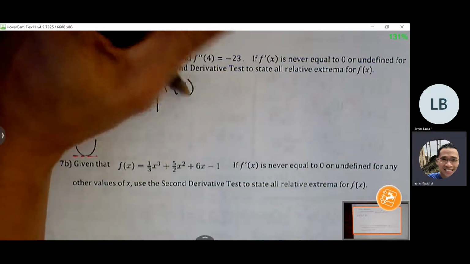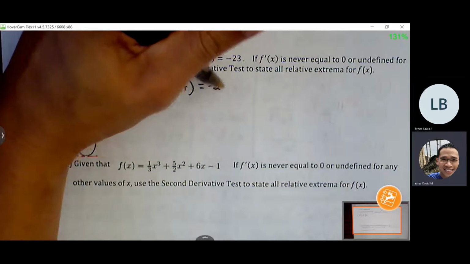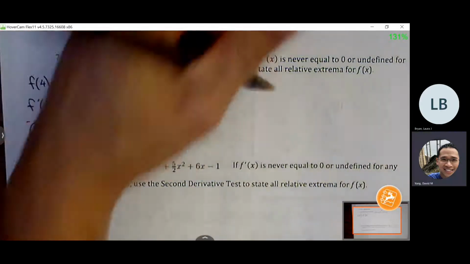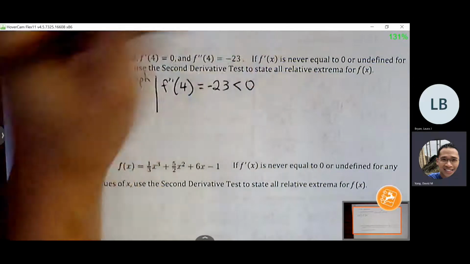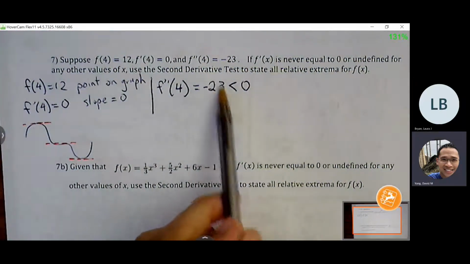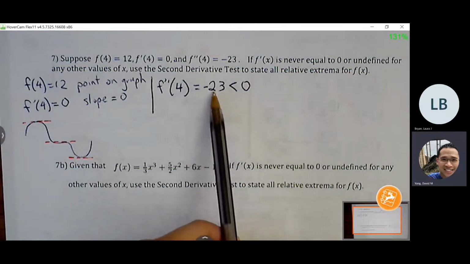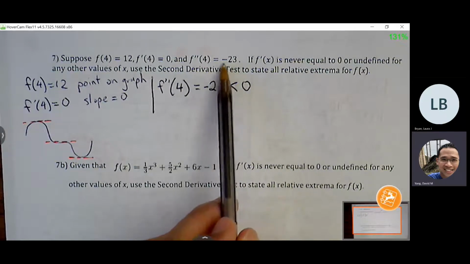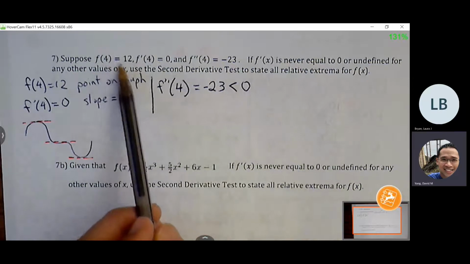We don't want to get caught up with that number. The only thing we care about with this number is the fact that it's negative. This is not a point. I think some students were trying to use this to indicate that's a physical point on the graph. That's not the same thing as saying f of 4 equals 12, right? That is a physical point on the graph.